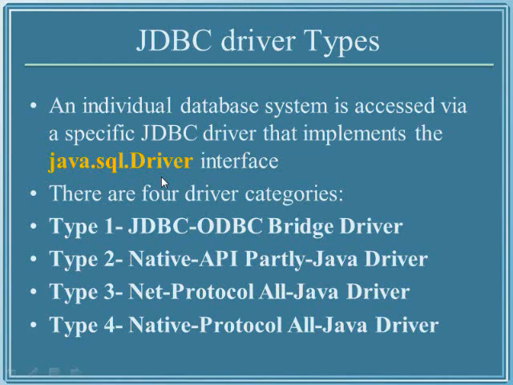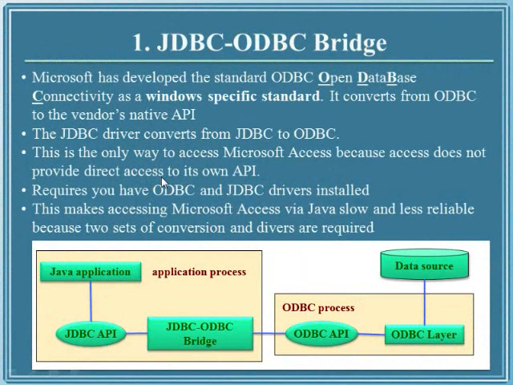There are 4 types of drivers: type 1, type 2, type 3, type 4. Type 1 is called the JDBC-ODBC bridge driver. Type 2 is called the native API, partly Java driver. Type 3 is called the net protocol, all Java driver, and type 4 is the native protocol, all Java driver. So we get 4 different types of drivers in Java. Let's look at each and every one of them.